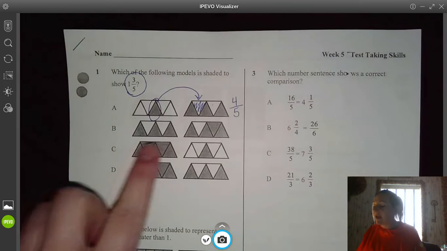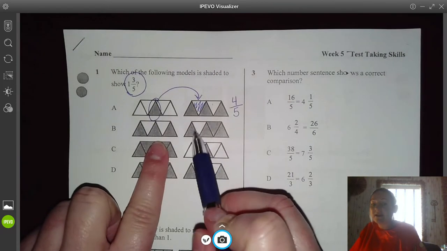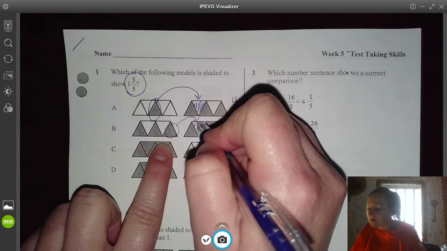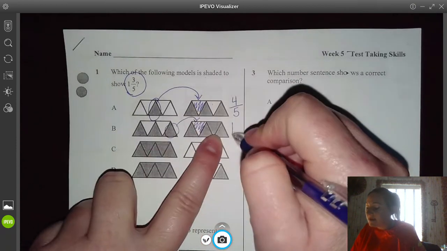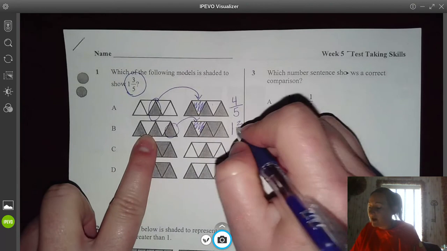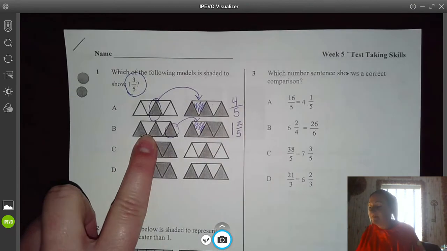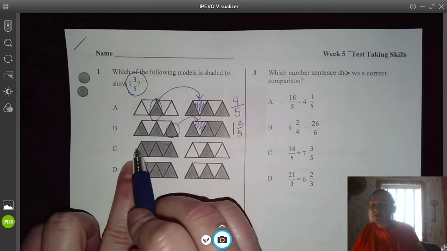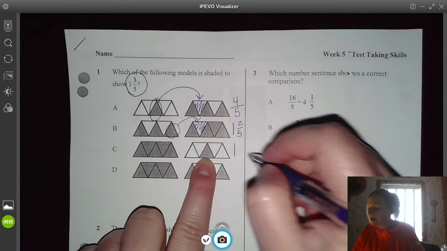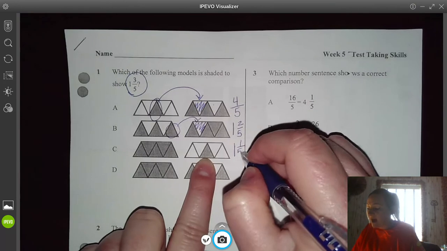Okay, take a look at B. Here, this one's nearly completely shaded. So couldn't I just move one of these shaded ones over here? So now I have this whole thing shaded and 2 left over here out of 5 shaded. Here, this represents 1 whole. And how much over here shaded? 1 out of these 5.